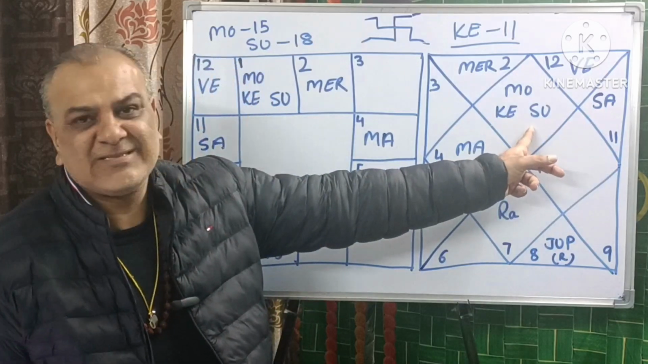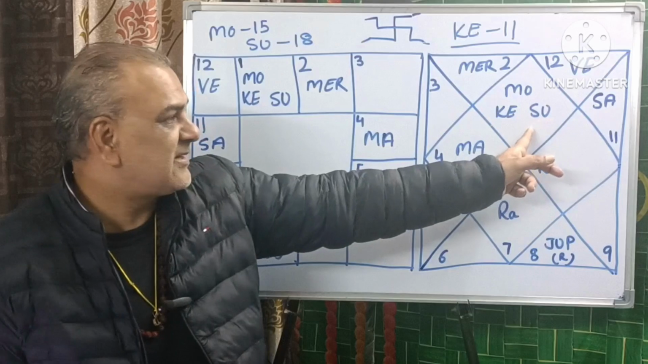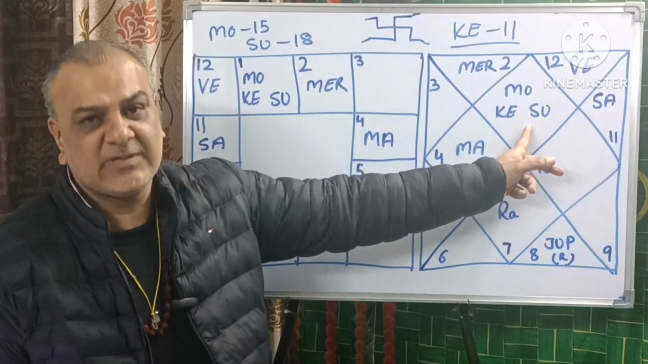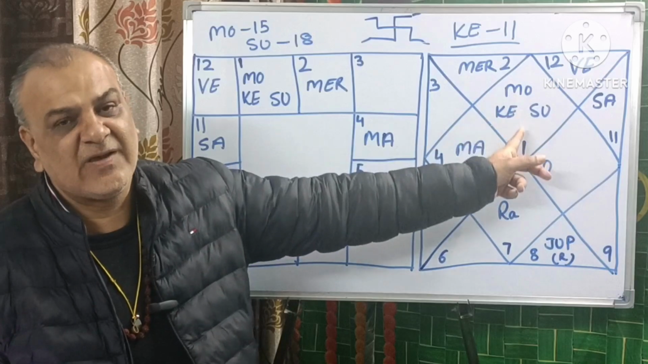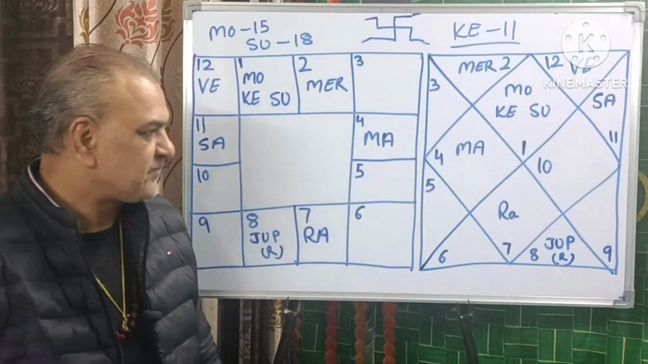Secondly, Saturn, the malefic planet here, is also aspecting this combination. This also gave some troubles between husband and wife, means father and mother. This is the combination in the birth chart.